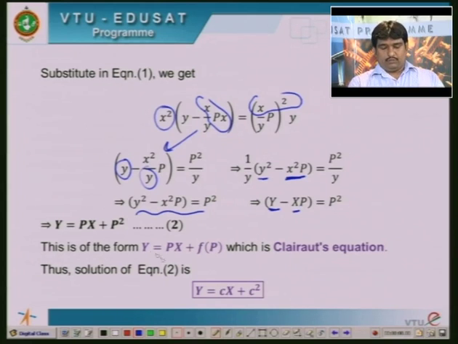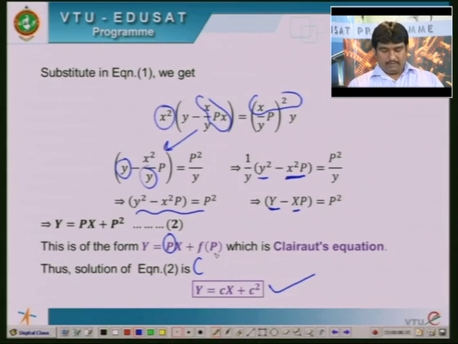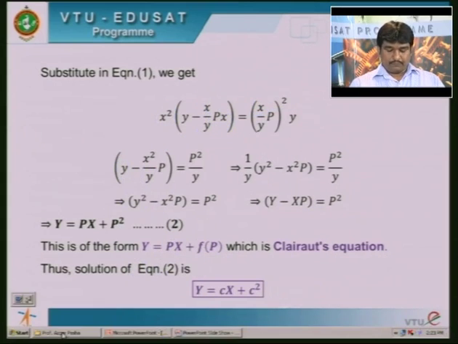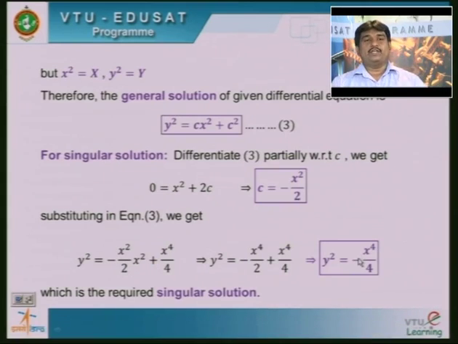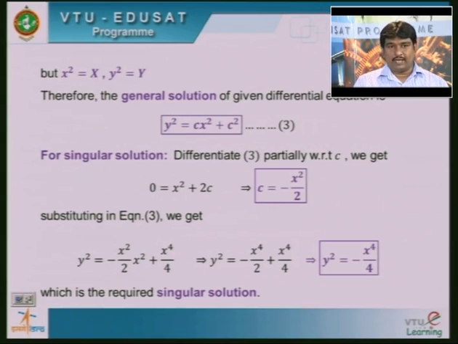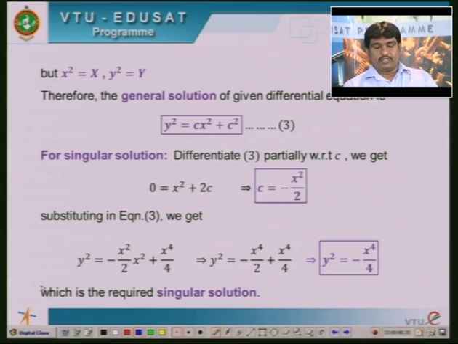Now this is Clairaut's equation in a new variable capital X and capital Y. Its solution is capital Y equals cx plus c square, that is obtained by replacing capital P by arbitrary constant c. Now I will convert this in terms of old variable small y and small x using the substitution x square equals capital X and y square equals capital Y. After this substitution, the general solution of the given differential equation becomes y square equals cx square plus c square.